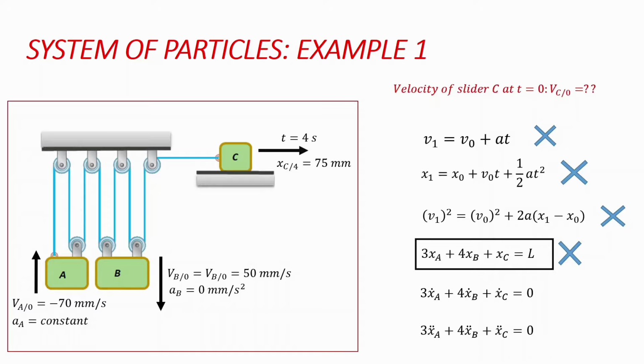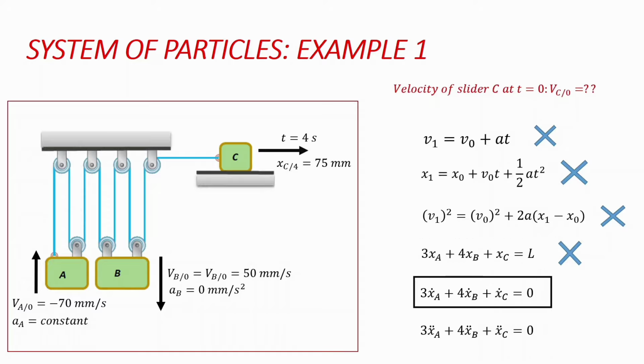If we look at the second equation, amongst the relative motion equations, we discover that this one relates velocity. So we have 3 times the velocity of particle A plus 4 times the velocity of particle B plus the velocity of particle C is equal to 0.